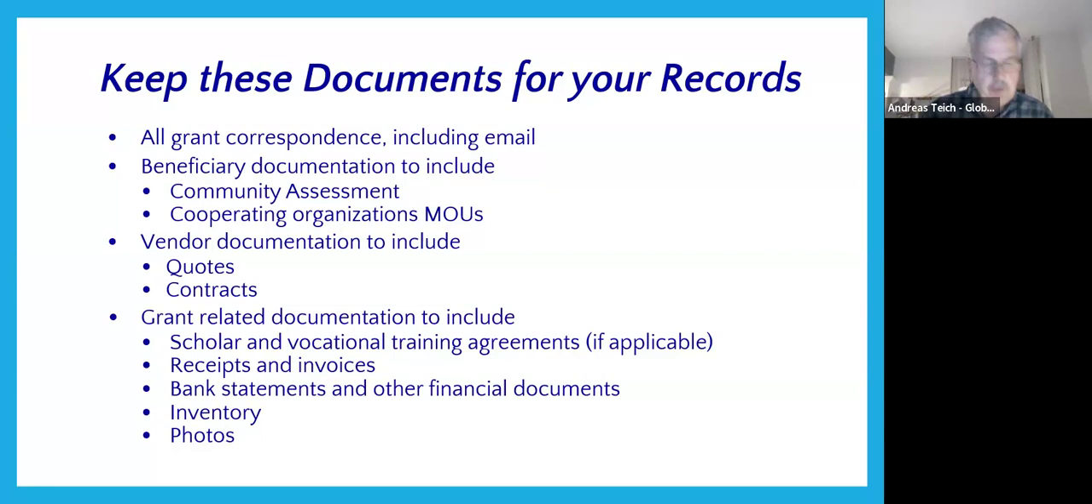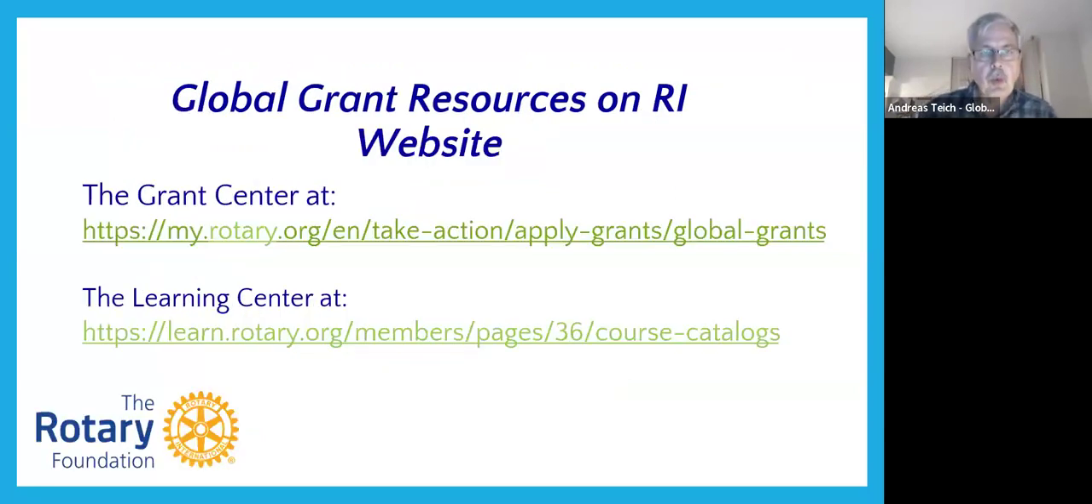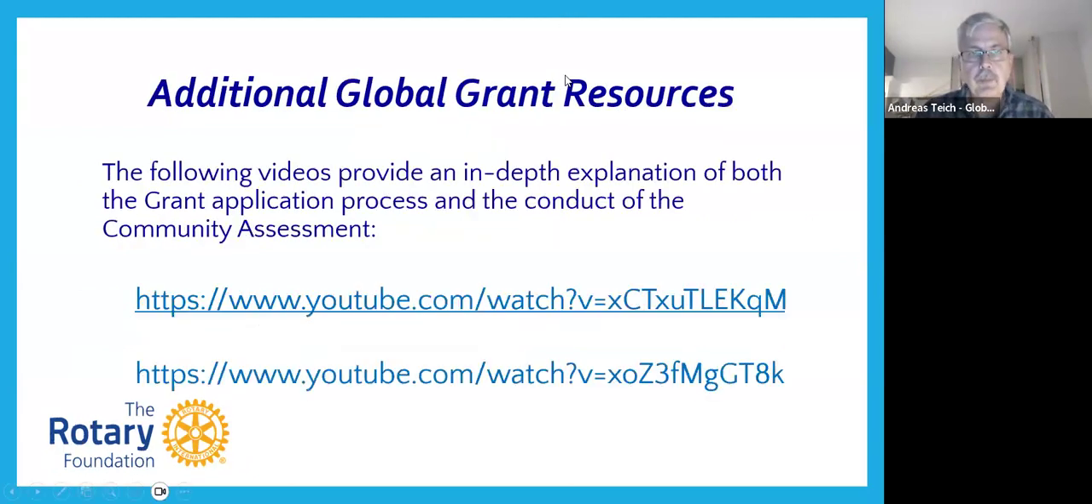A couple more resources. So one more on the next, Connie. The Global Grant Resources are a website. I mentioned about where to find the application, but also in the Rotary Learning Center, there's a whole course catalog on how to do global grants. You could follow that through. They're actually pretty good. I've been taking a couple of them. And then there are 2 YouTube videos on the next slide. These 2 YouTube videos also provide an in-depth explanation of the grant application process and particularly how to conduct a community assessment. So there's a number of tools out there if you wish to utilize them.